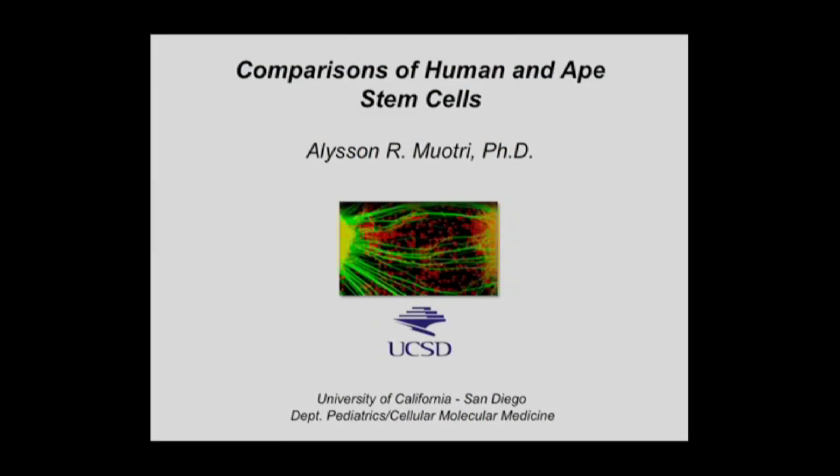And next we have Alysson Muotri from here at UCSD with an exciting new report on comparisons of human and ape stem cells. I'll be talking about the use of stem cells as a novel tool for evolutionary studies. And this is something that was virtually impossible to think about 3 or 4 years ago.